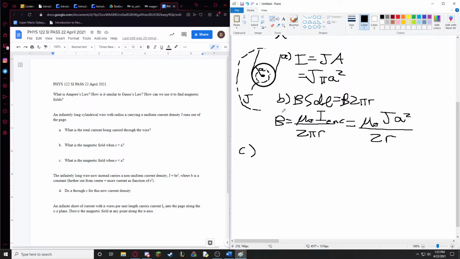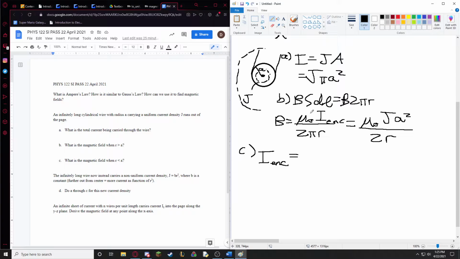So what's different about inside the wire versus outside the wire? Right, the enclosed current. It would be less. When we're outside the wire, our enclosed current is a constant. It's just J pi a squared, because it doesn't matter where we go, the entire wire is still enclosed.